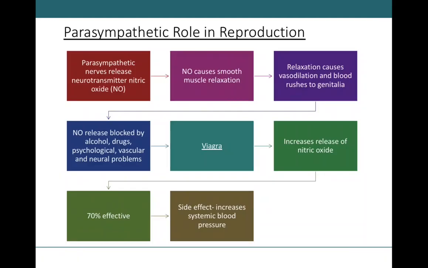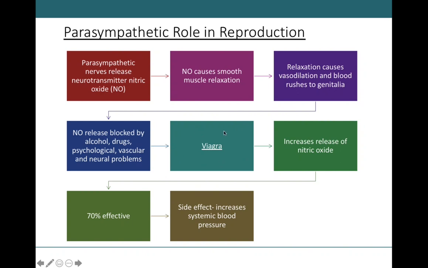So I want you to keep in mind something I mentioned on the last slide. At times of emotional stress, or perhaps if anxiety is present, that's going to actually stimulate the sympathetic nervous system. And if sympathetic tone is overpowering the parasympathetic tone, that's going to prevent the formation of an erection. So this is where we're going to see the action of our first drug that will act on the autonomic nervous system, and that drug is Viagra.